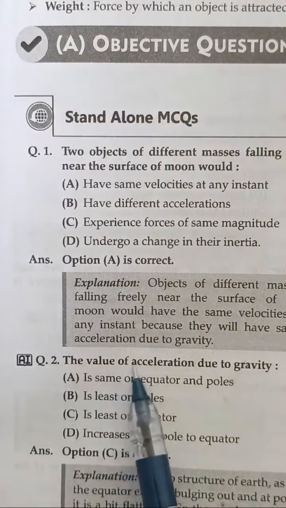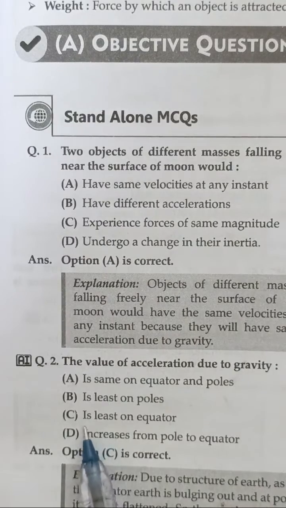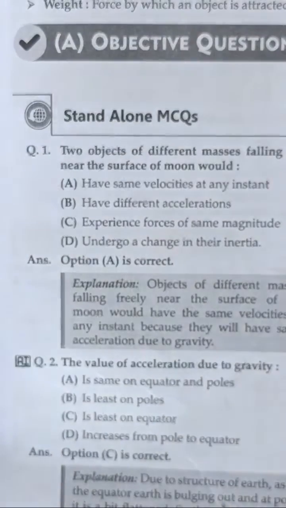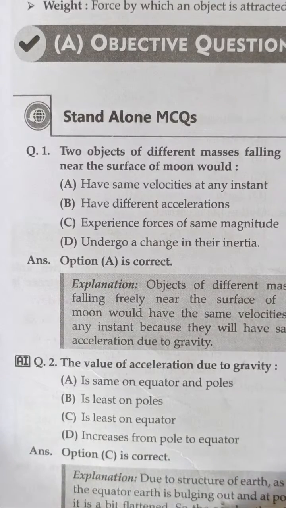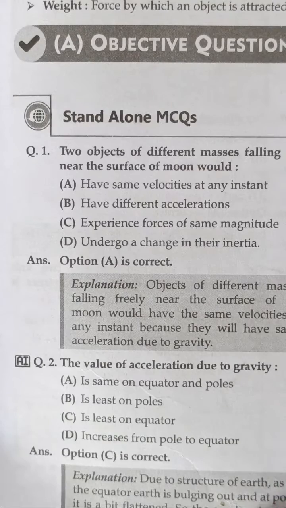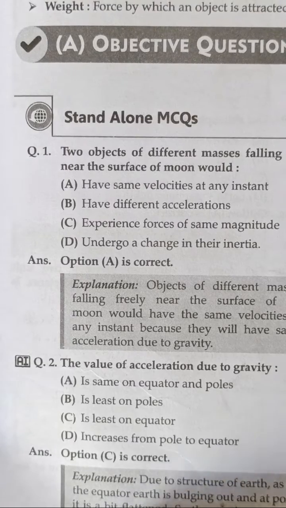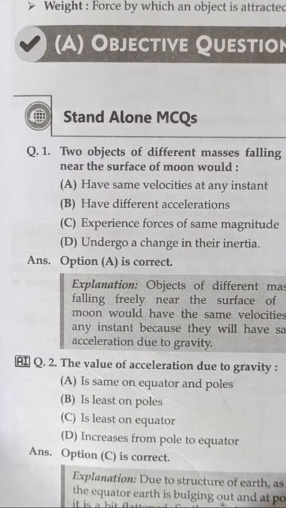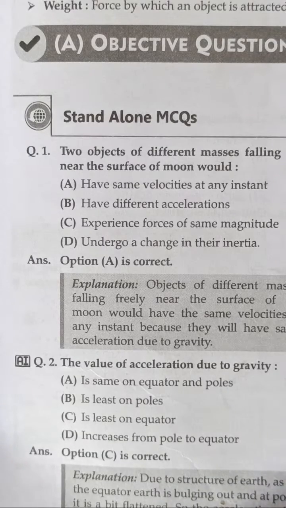Question 2. The value of acceleration due to gravity. Answer: it is least on the equator. Due to the structure of Earth, at the equator Earth is bulging out and at the poles it is a bit flattened. So the acceleration due to gravitation experienced at the poles is slightly higher than that at the equator.